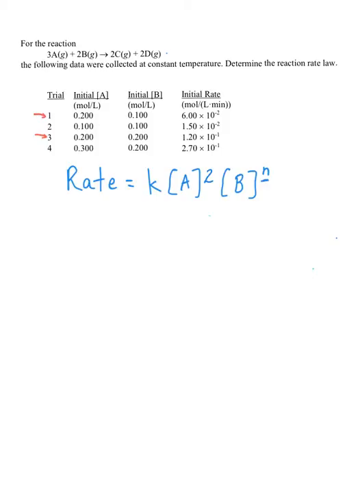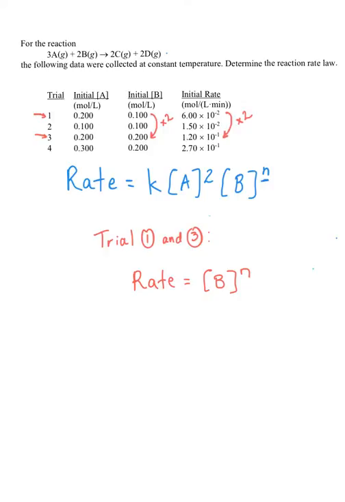That means that in trials 1 and 3, the effect of changing rate is influenced by changing concentration of B, sensitive to some power n. Let's investigate how B's concentration changed between trials 1 and 3, and how the overall rate of reaction changed from trials 1 to 3. Going from trial 1 to trial 3, we've doubled the concentration of B while keeping the concentration of A constant. The effect on the initial rate through this change is a factor of 2.